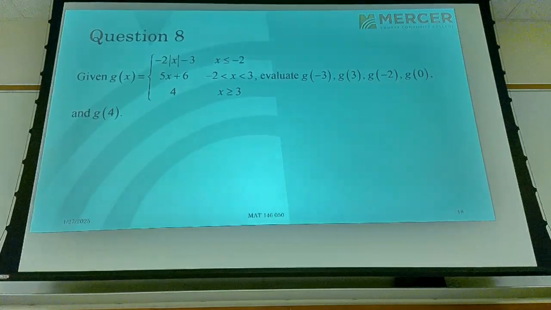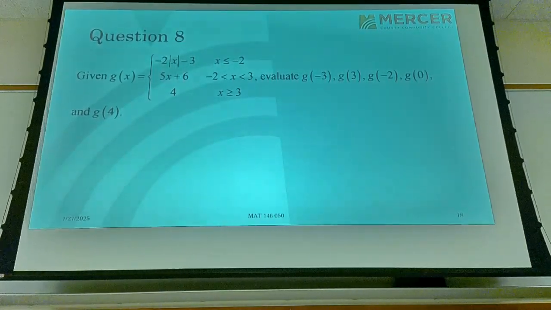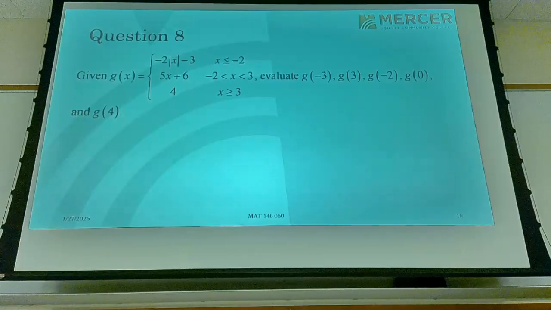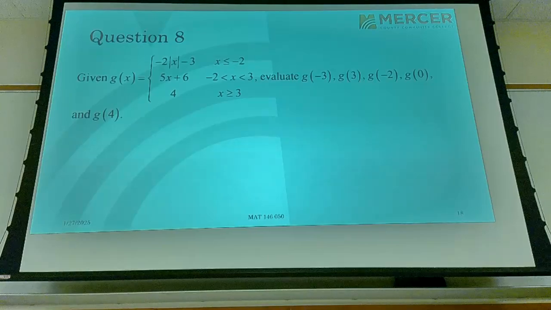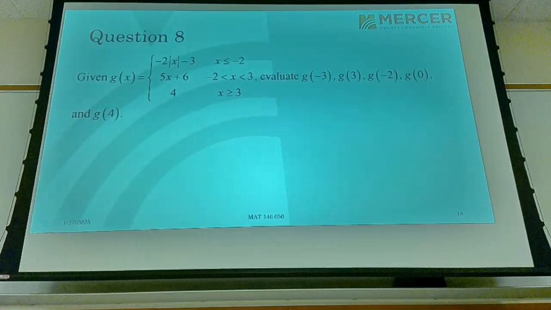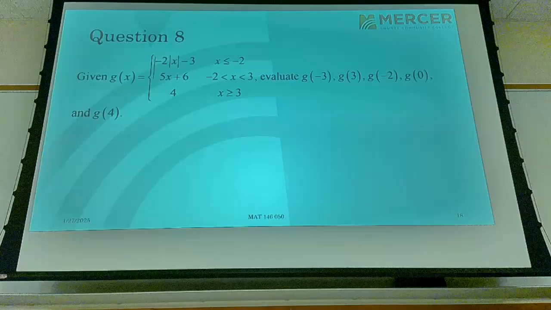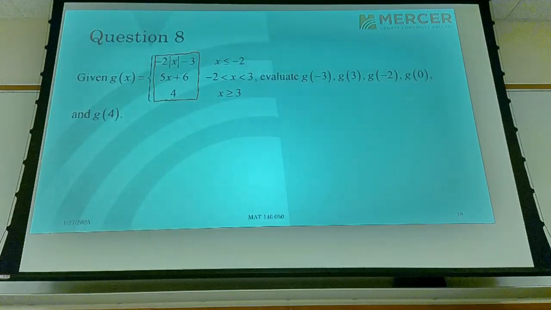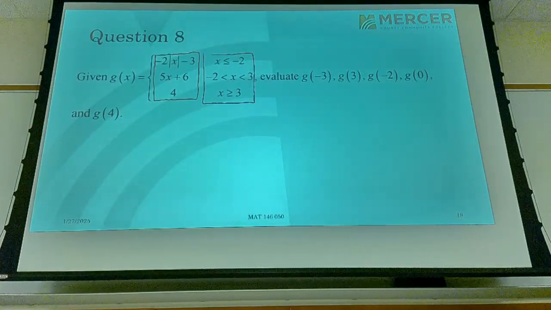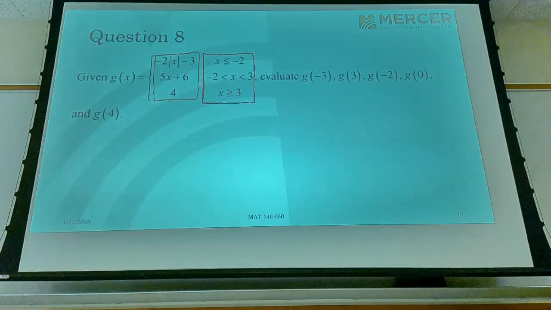Piecewise functions are just as they are named. They're functions that are defined in pieces. This one happens to be 3 pieces. So when we look at piecewise functions, these are the rules. These are the domains for the rules. And then you look at each row.